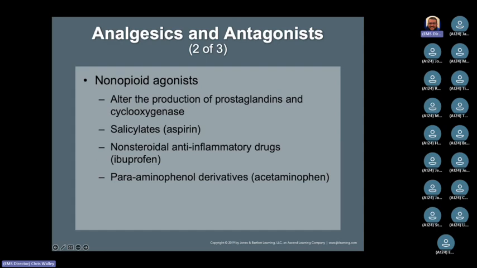Next, non-opioid analgesics. Many are available as OTC drugs. Many have antipyretic properties as well, meaning they can reduce a patient's fever. All of them alter the production of prostaglandins and cyclooxygenase, or COX, to produce their effects. Man, I wish there weren't so many of these. I need to change some of these slides so y'all can see them; these words are killing me. So there are three forms of this particular property.